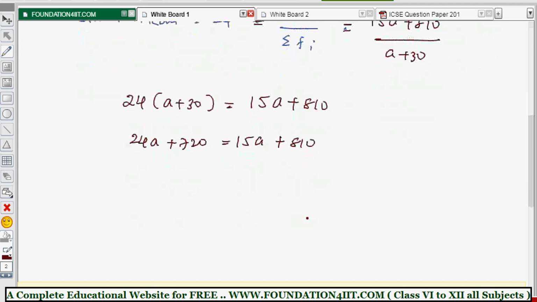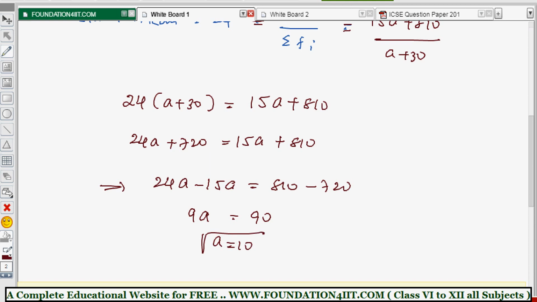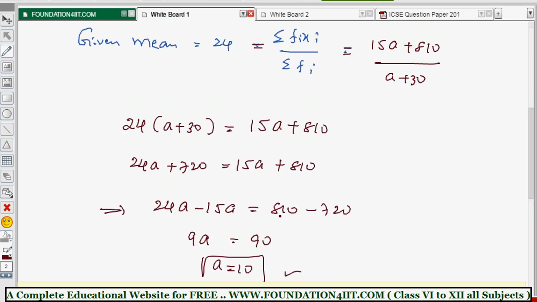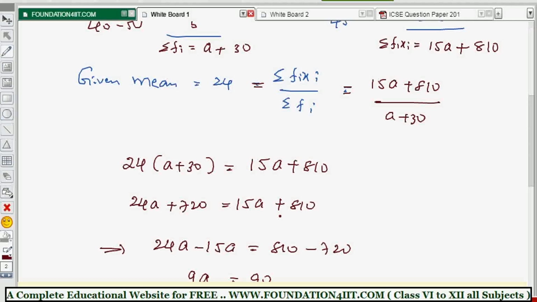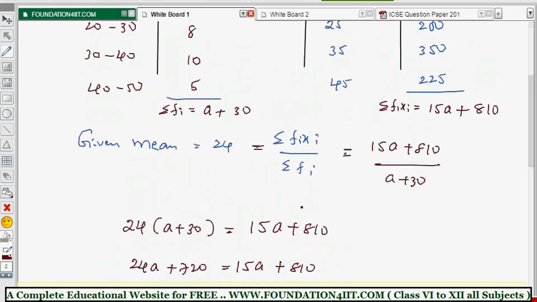Take the a terms to one side. That implies 24a minus 15a is equal to 810 minus 720. So it's 9a is equal to 90. 810 minus 720. Then a is equal to 10. Okay. The value of a is 10. That's it. We just apply the given mean value. So the mean formula sigma fixi by sigma fi will apply.